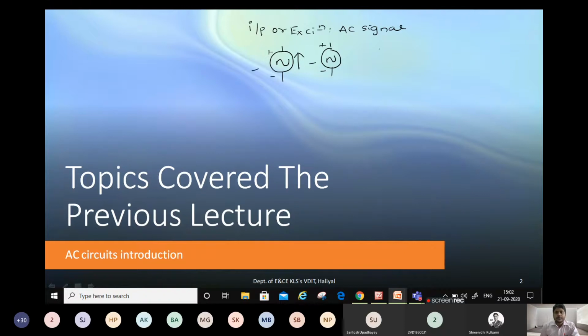And similarly for the current source, they will directly mention something like this, or sometimes only the arrow mark. And similarly for dependent sources also.